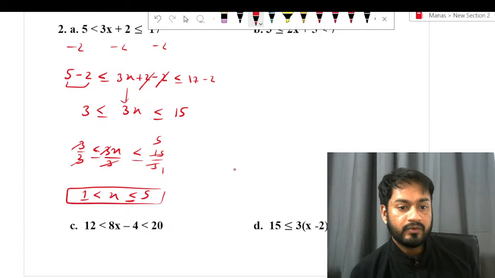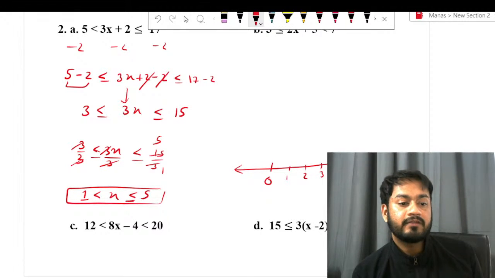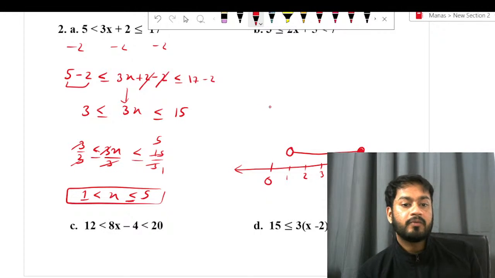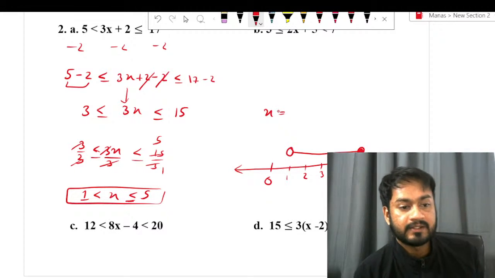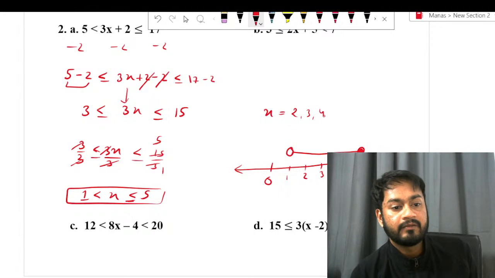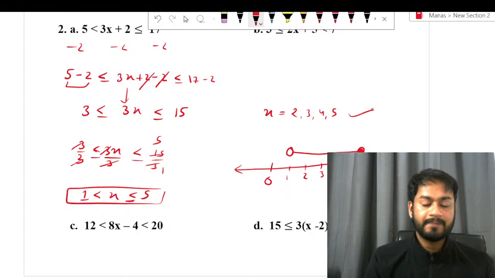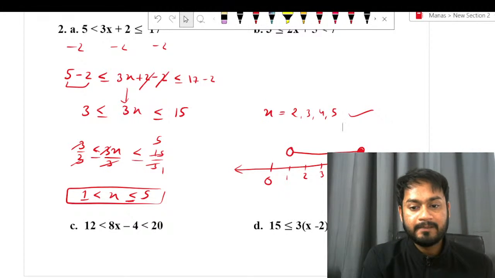Now generally we need to make a number line again. We already know the range, so we'll make the positive numbers only, 1 2 3 4 5 and 6. The value of x is greater than 1, so we'll use an open circle here, and the value of x is less than or equal to 5, so we'll make a closed circle here, and then join these 2 points. Suppose in the exam they ask you the possible values of x, the possible values will be 2, 3, 4 and 5. So this is how we need to solve these questions. I hope you understand the logic here, children.